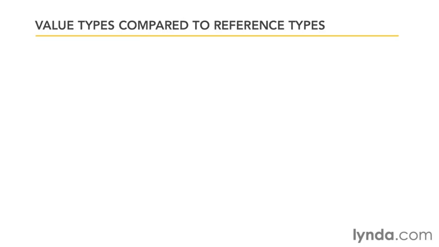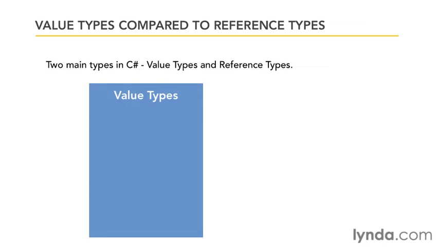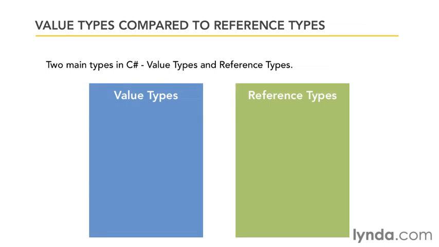Now that we've learned how to create our own classes in C#, we've come to an important point in the course where we need to learn the difference between value types and reference types. C# has two main types: value types and reference types. Value types are all of the primitive types that we've learned about so far, things like integers and longs and shorts and decimals and chars and booleans and so on.